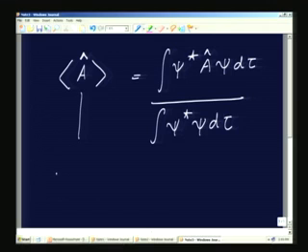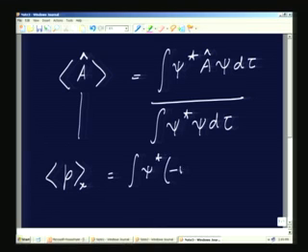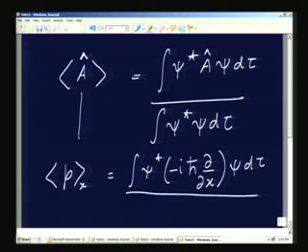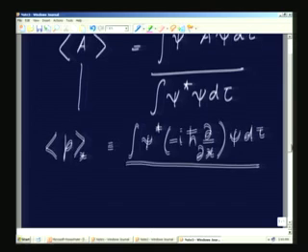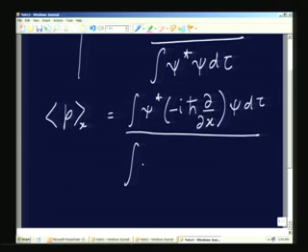For example, if A is the momentum P in the x direction, then it is psi star, you recall, minus i h bar d by dx, that is the operator associated with P, psi d tau, divided by the integral psi star psi d tau.